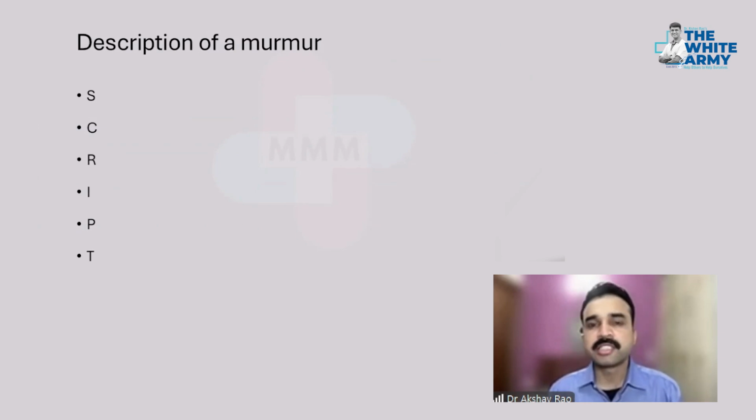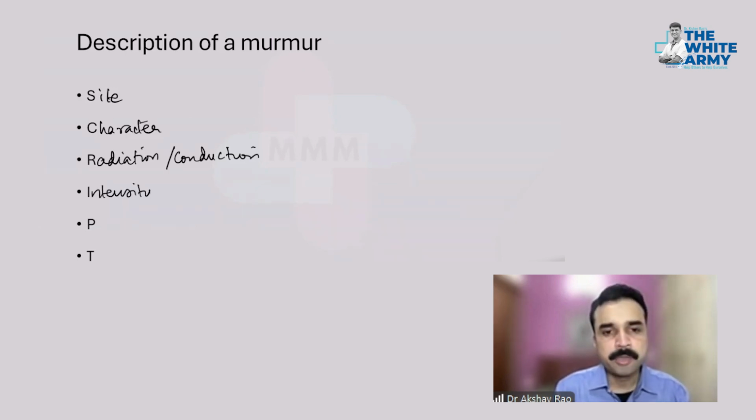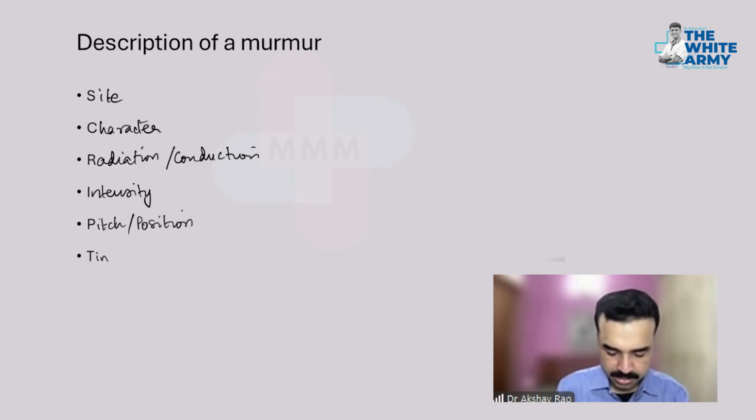There's a mnemonic for this, SCRIPT. S is site, C is character. We'll discuss all this. R is radiation or conduction, and there is a difference between the two, which we will discuss. I is intensity. P is pitch and position of the patient that you're supposed to auscultate. And T is one of the most important, that is timing.